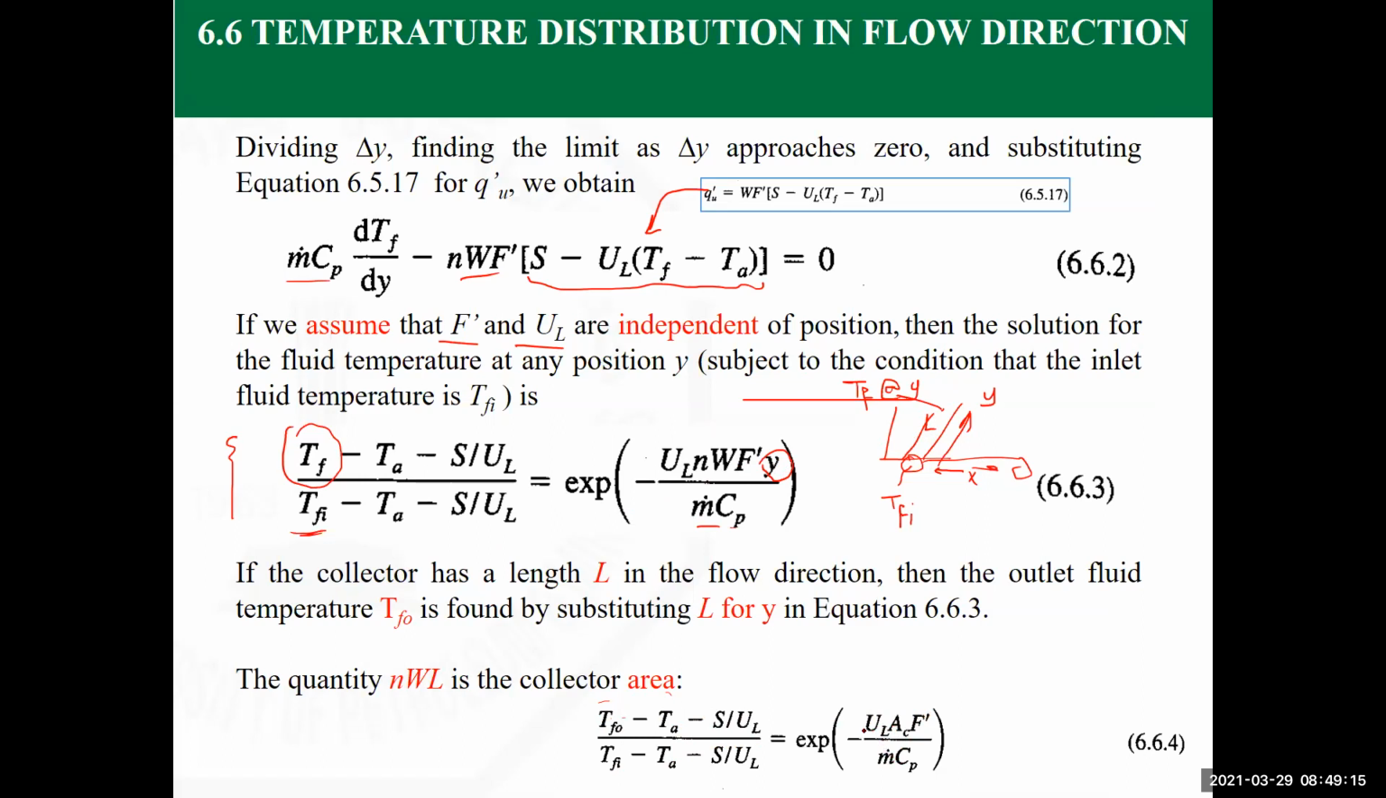That would remind us, the expression that we have here is going to remind us of the number of transfer units. If you recall from heat transfer analysis, we have an equation like this. Definitely here we have more terms because of the Ta and S over UL, but we have a similar expression to that, out of which we could get the expression of the effectiveness and the expression of the number of transfer units. So it's a similar kind of interpretation when you are looking at this equation.